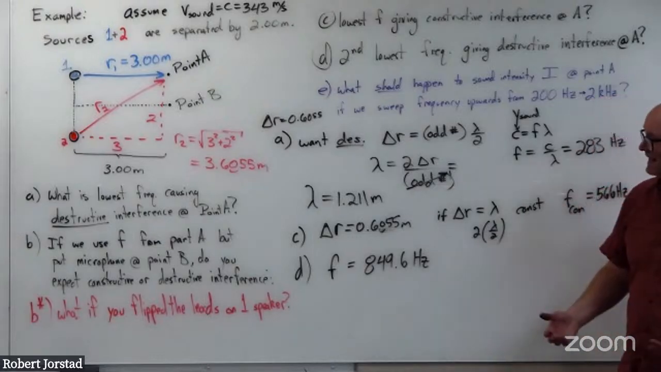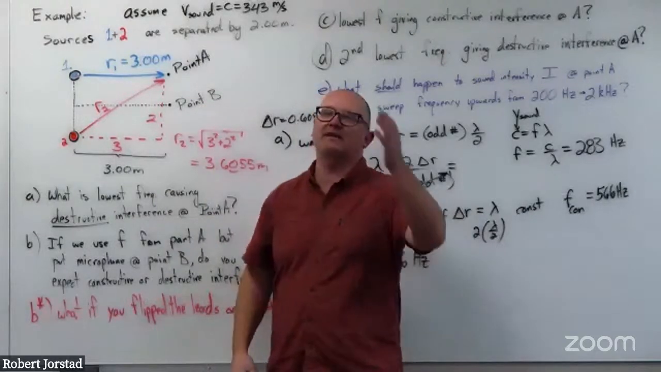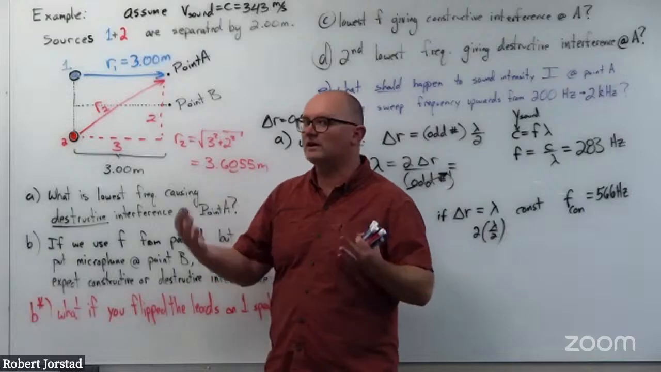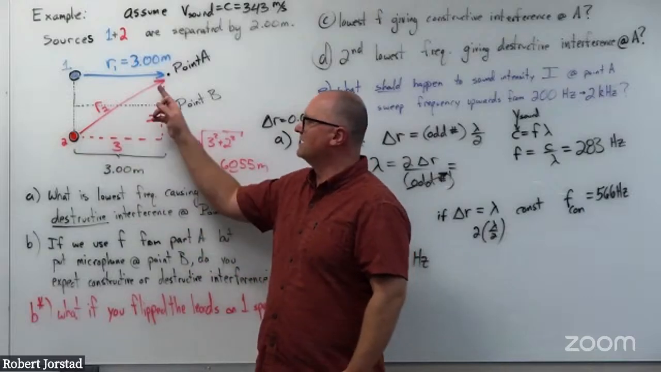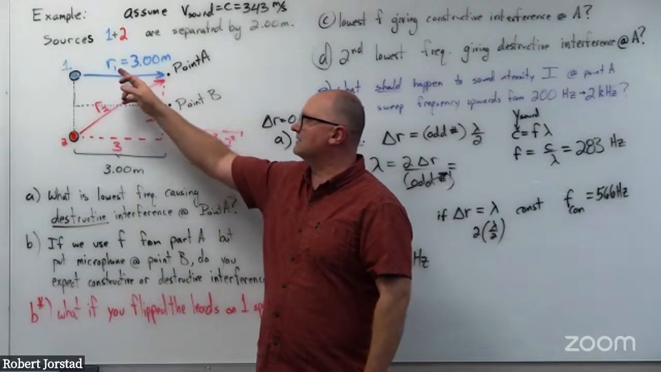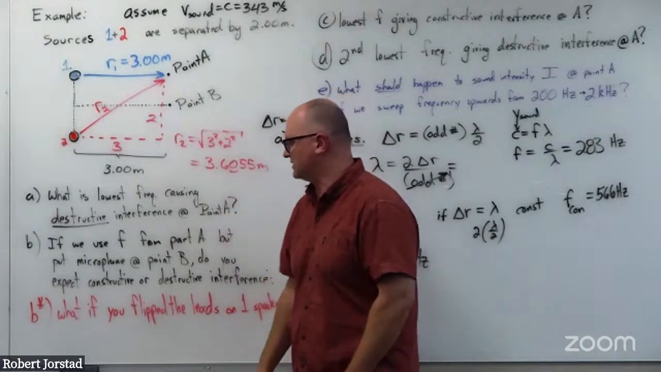Now again, because these speakers are not equidistant from the source, the sound level is never going to completely die out. This one has to travel through more air. There's more attenuation. It's farther away. This sound will be lower intensity at point A than source 1. So it's never going to completely cancel out. That's one of the issues here.